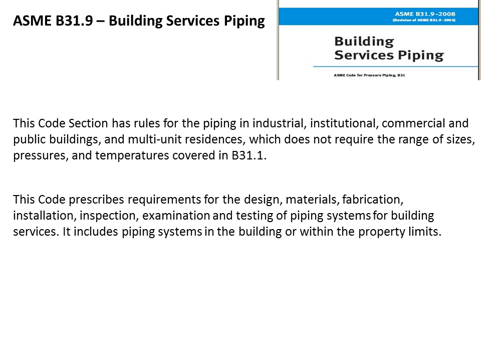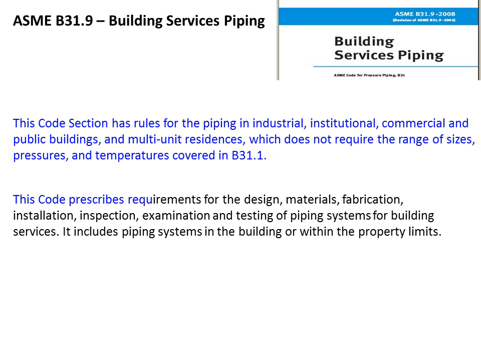Next is B31.9, that is meant for building service piping. This code has rules for the piping in industrial, institutional, commercial, and public buildings and multi-unit residences, which does not require the ranges of size, pressure, and temperature that have already been covered in B31.1. So this is totally meant for building services, and other than that are covered in B31.1.